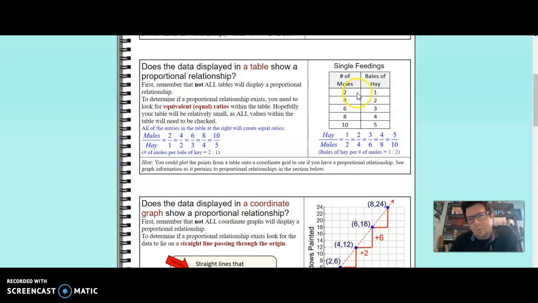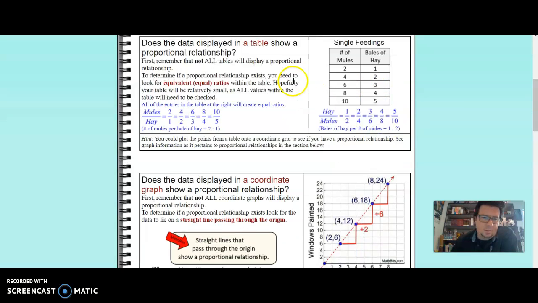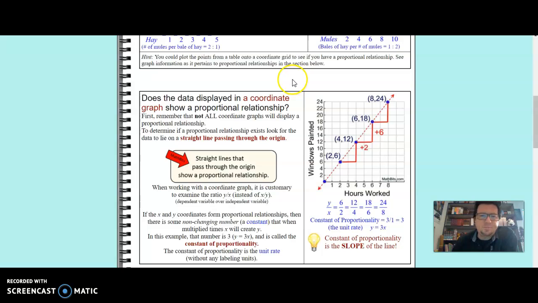So basically, if you wanted to put divided by 2 all the way down here, you would see what it is that is making all of these equivalent. All right, that would be the constant. The proportional constant would be divided by 2, or if you're going the other way, times 2. All right, 2 would be the constant.